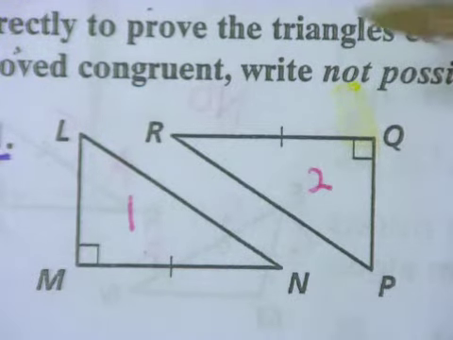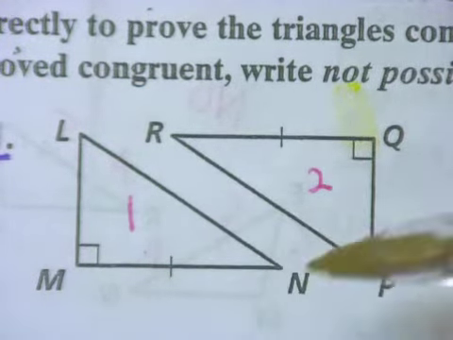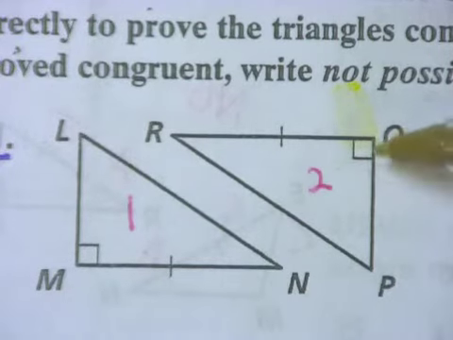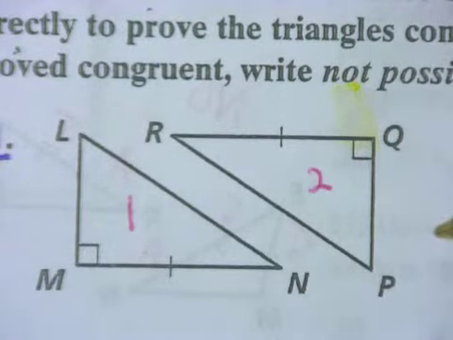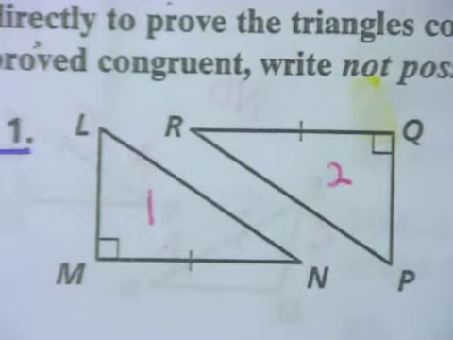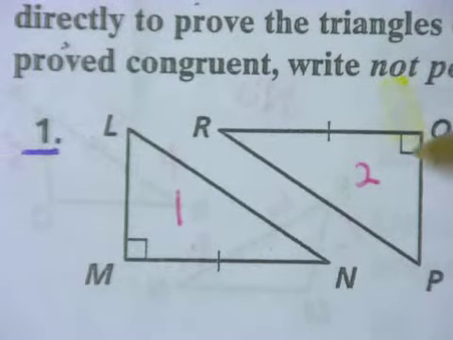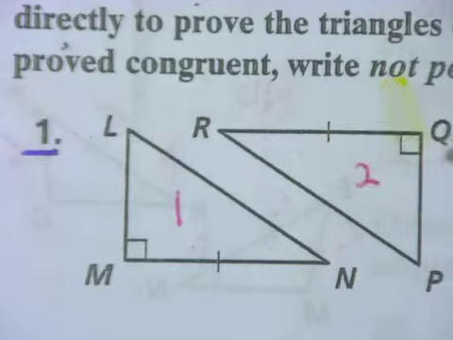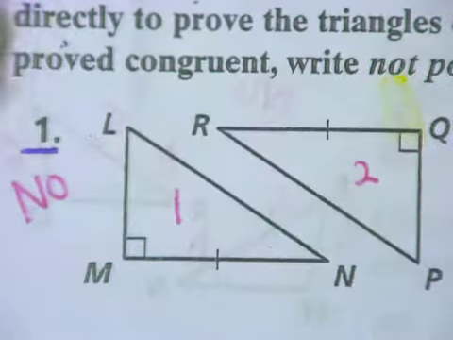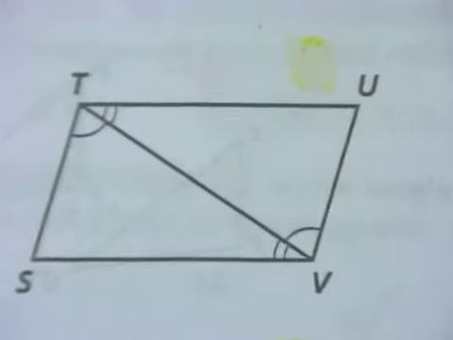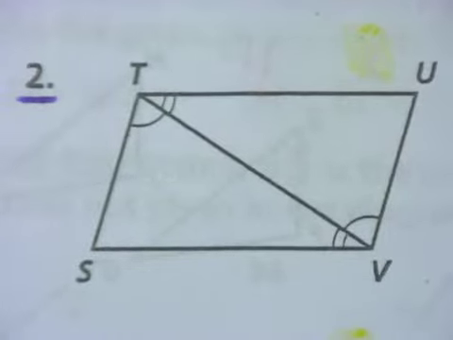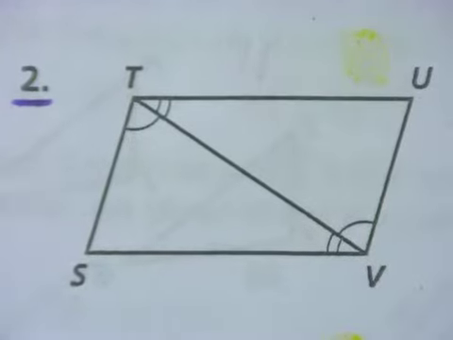Let's take a look at the triangles in question number 1. Well, I have this side congruent to that side. I have this angle congruent to that angle. And unfortunately, they don't give me any more information. And so as of right now, I don't have any information that would help me prove that these two triangles are congruent by any of the rules that we know. So number 1 is going to be no.